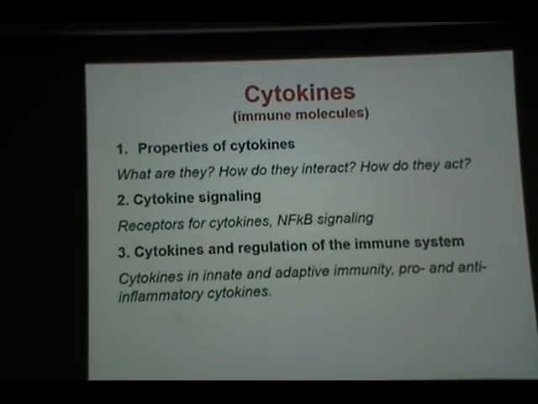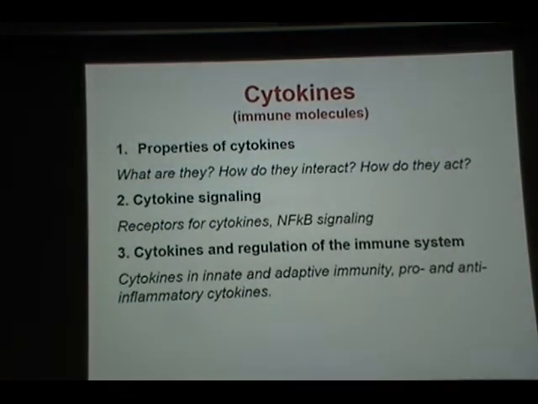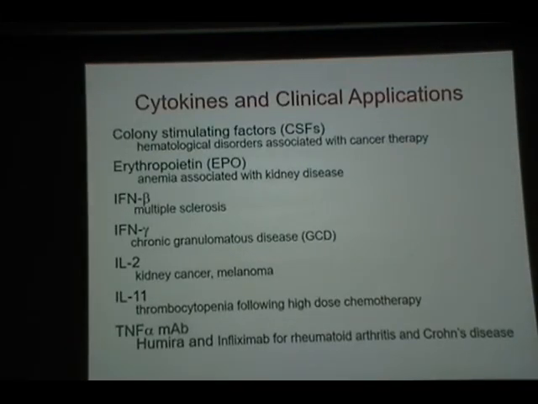I just want to summarize my lecture. So I mentioned about properties of cytokines and what are they, and how do they interact, and how do they act, stimulate signaling pathways. So that's why I mentioned about the different types of receptors, and also mentioned about the NF-kappa B signaling pathway in very detail. And so I mentioned several cytokines, and they are important for T cell differentiation, macrophage activation, and they are involved in innate immunity and adaptive immunity.